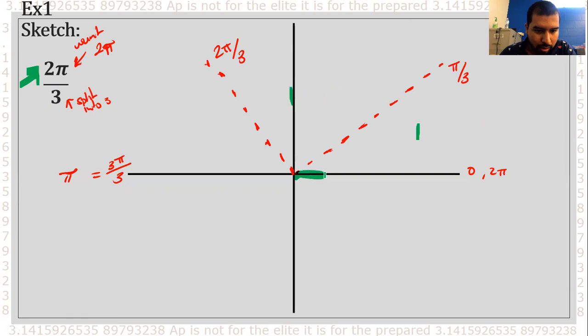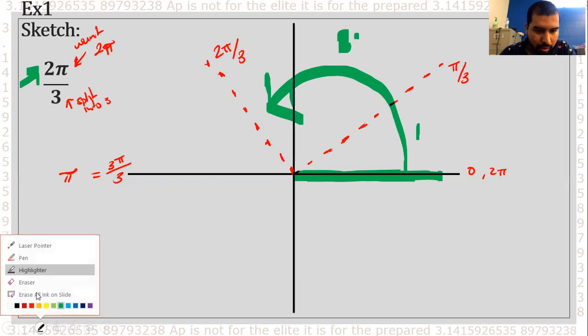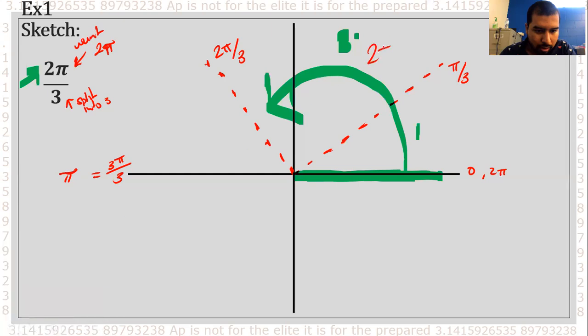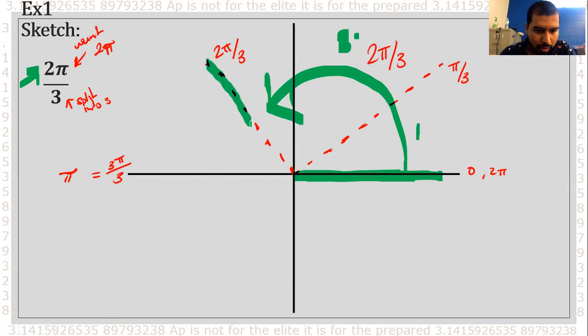So I'm going to go from the standard position, all the way to here. And this will give me my 2 pi over 3. Let me do it in pen. This will give you my 2 pi over 3. So just to make sure we got it, it's from here all the way here. Okay, pretty cool, right? Alrighty.